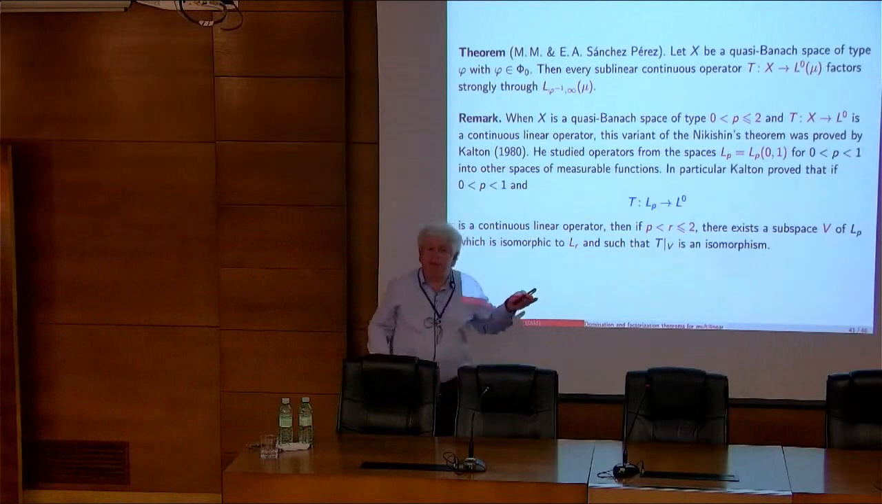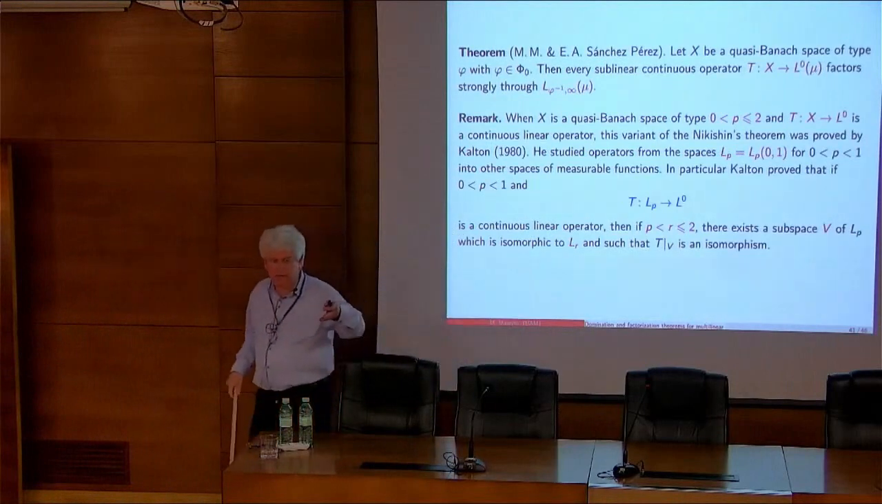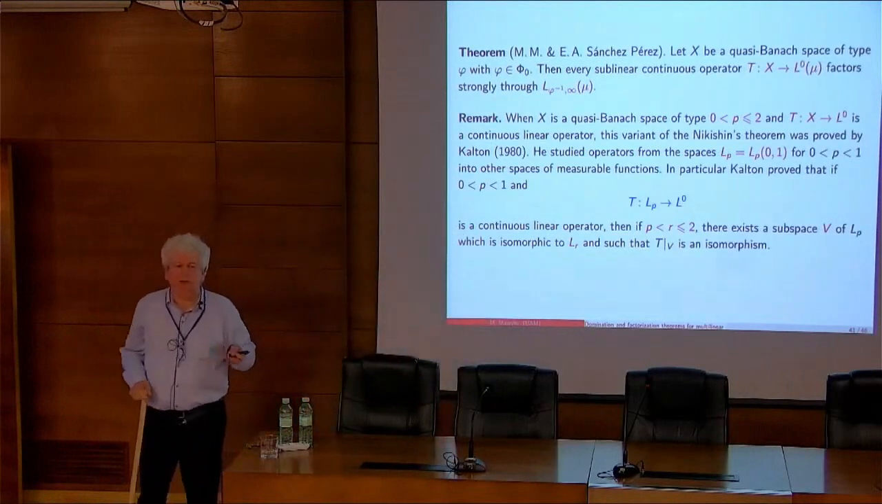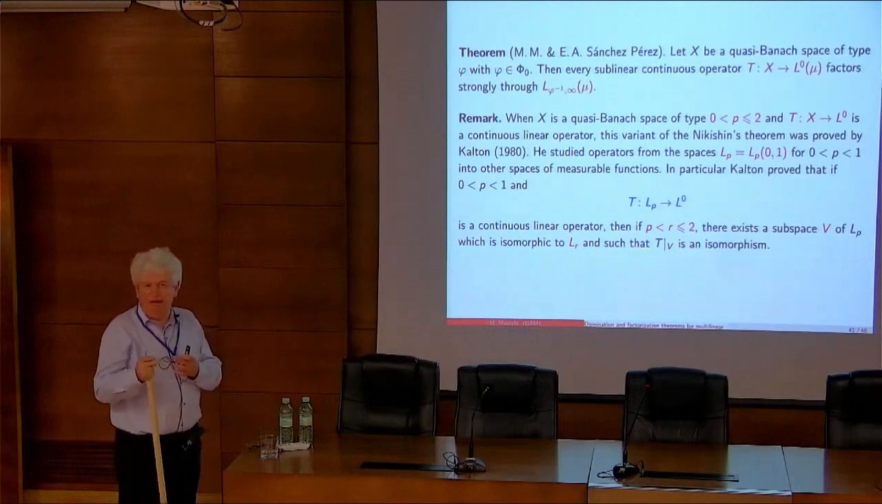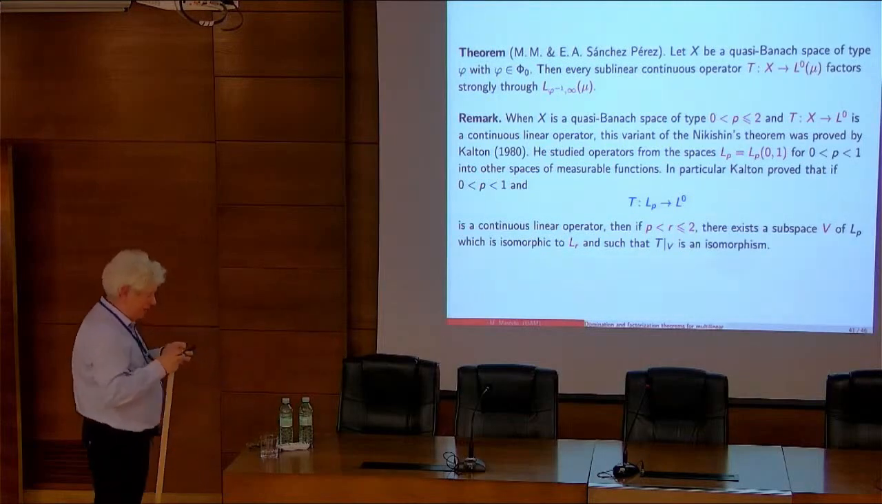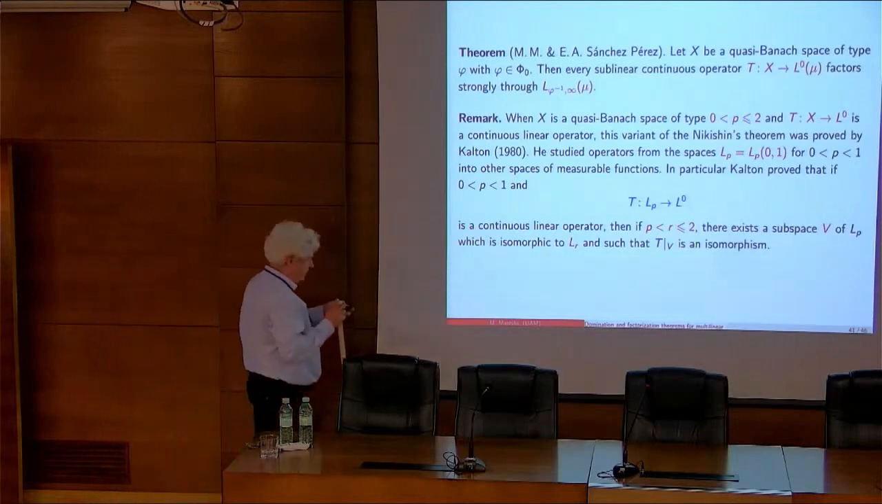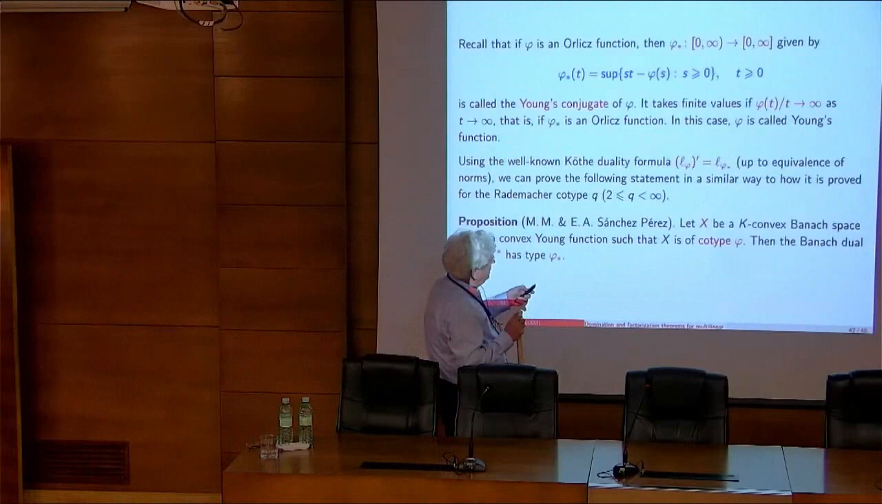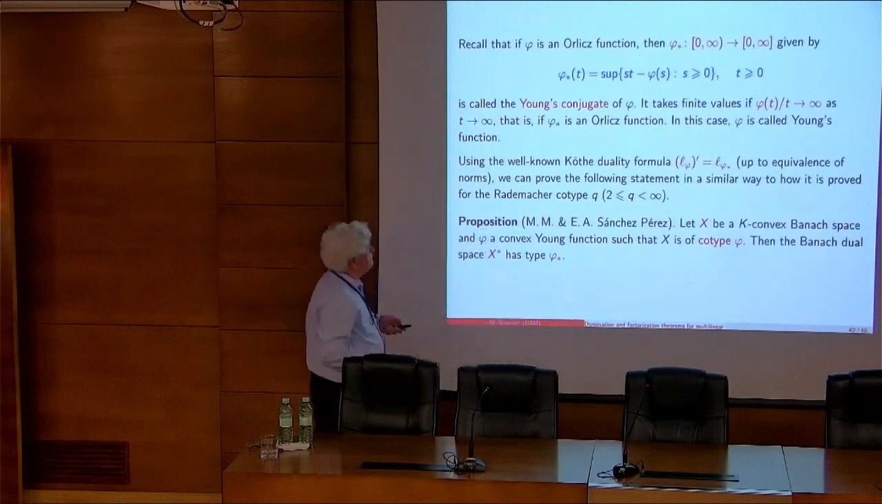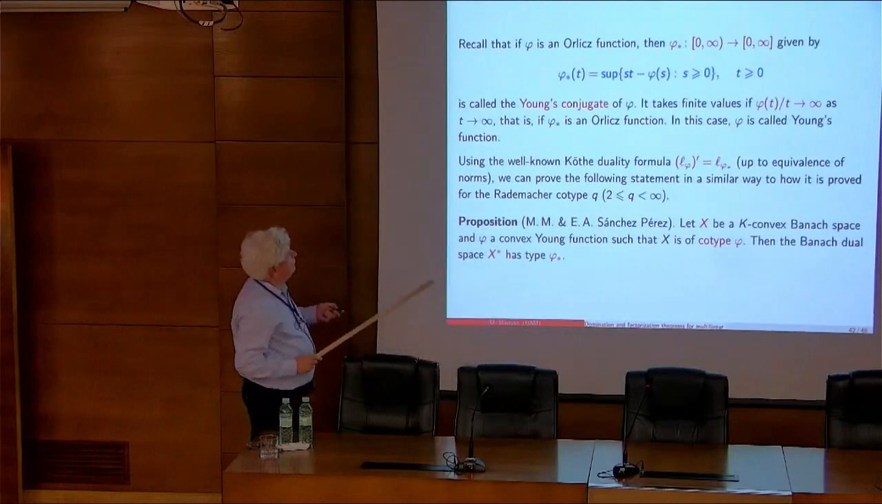Okay, this would be another question. What about the Orlicz case? In the Orlicz case, we know the result of Lindenstrauss–Tzafriri on the description of the embedding of L^p spaces into Orlicz spaces. This deeply depends on the indices of the function, and surely this situation will be involved in the quasi-Banach case. We didn't study this, but surely it will be involved.